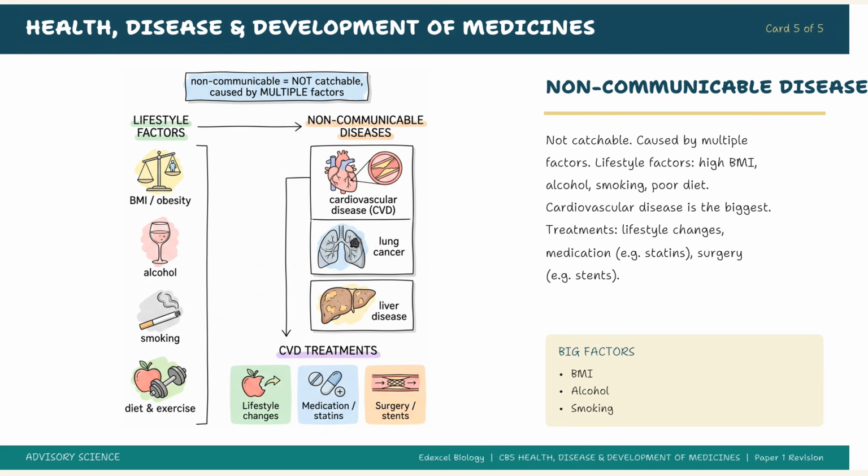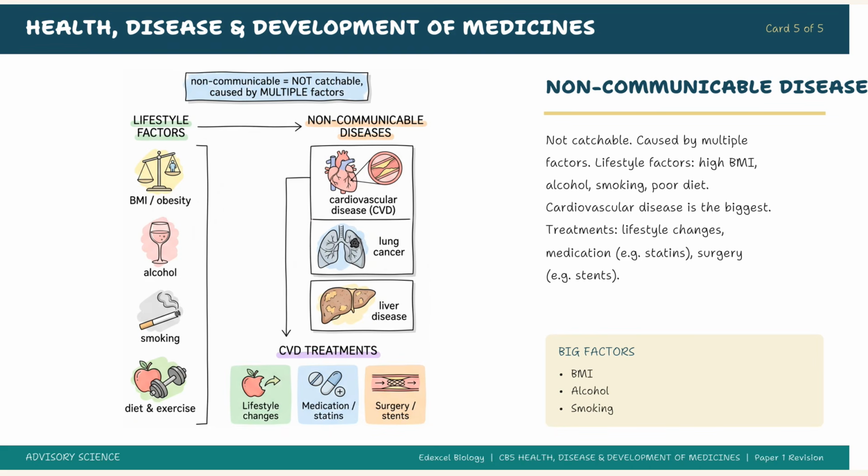The main lifestyle factors that raise your risk of non-communicable diseases include a high body mass index, or BMI, which is a measure of weight relative to height and is linked to obesity. Drinking too much, so alcohol, smoking, and also a poor diet. Each of these raises your chance of developing cardiovascular disease, type 2 diabetes, lung cancer, or liver disease.